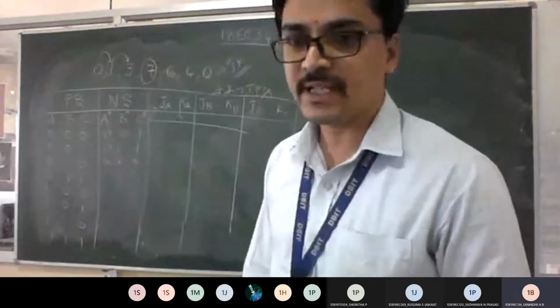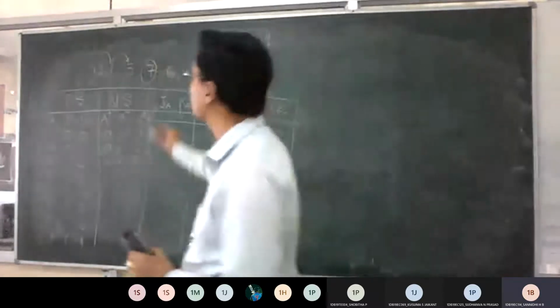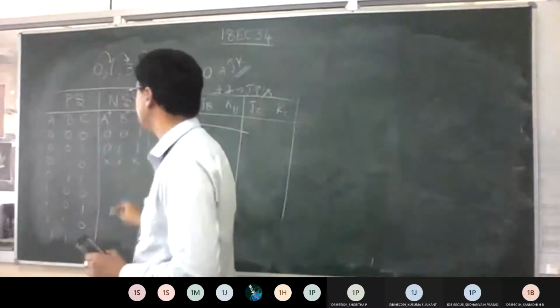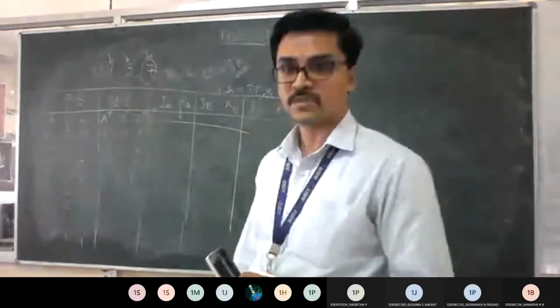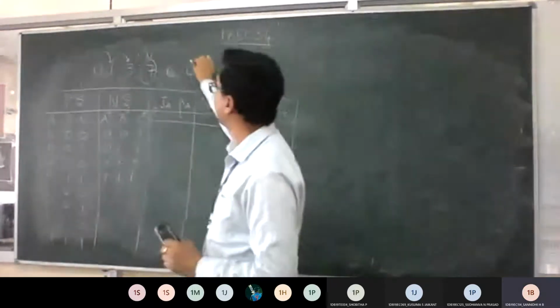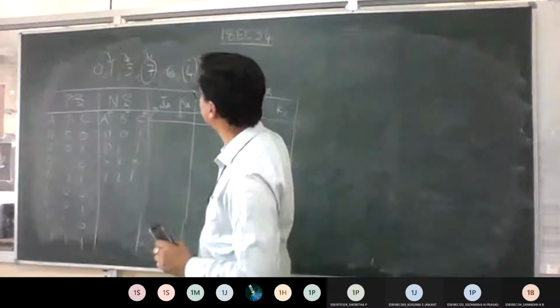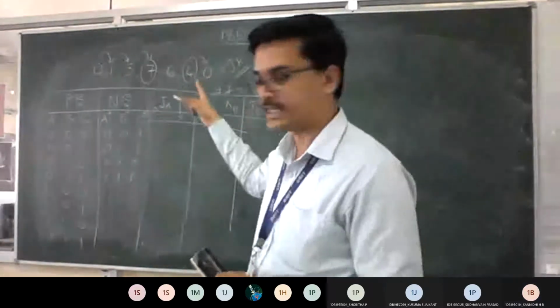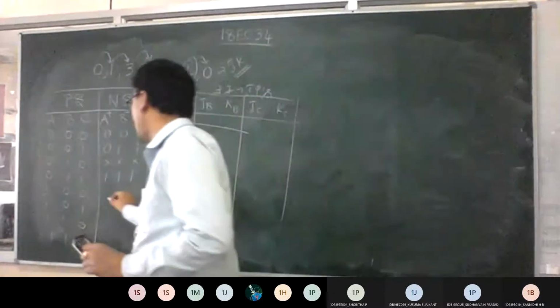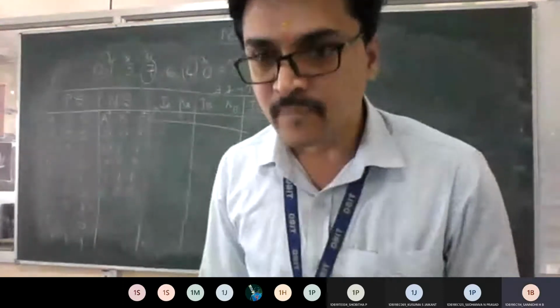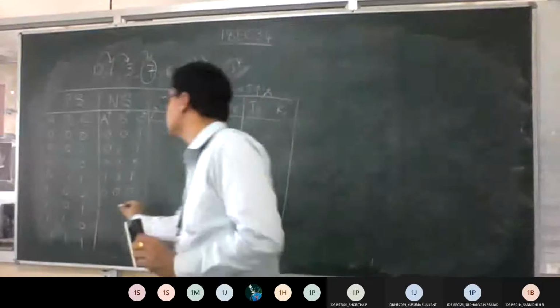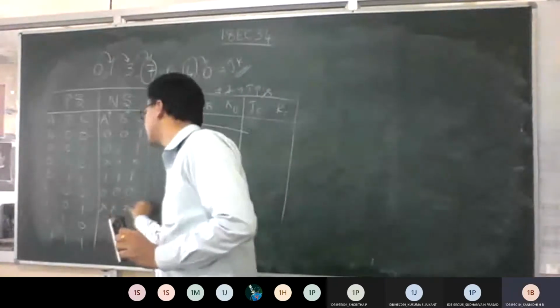Go with the next. For 3, the next state is 7. So they designate with number 7. What about 4? Where is 4 in the sequence? 4 is here. What is the next state for this 4? 0. So after 4, the next state becomes 0. What about 5? Don't care. Don't care, because 5 is nowhere in the picture.